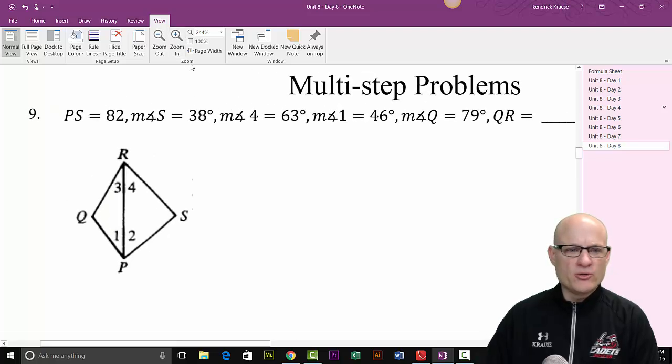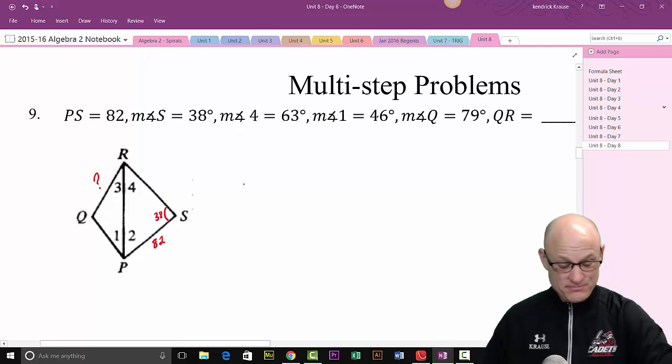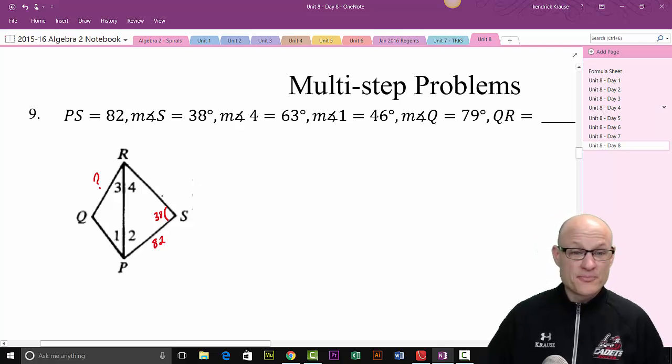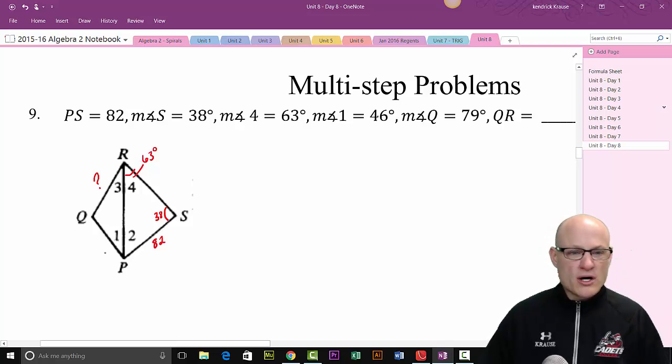All right, so we're looking for QR. Our goal is to figure out what QR is eventually. So let's see what we do have. We have that PS is 82. We have that angle S is 38. Doesn't look anything like a 38-degree angle, does it? Remember, your drawings don't have to match. Angle 4 is 63 degrees. Clearly not a 63-degree angle. Angle 1 is a 46-degree angle.